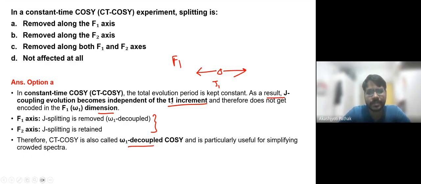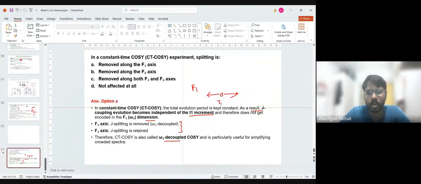So in this lecture, we discussed the concept of 2D NMR. Starting from the four periods that are there in 2D NMR: preparation, evolution time, mixing time, and then the T2 period where the actual FID is collected. Then we talked about the different 2D experiments that are performed: the 2D J-resolved experiment, and then we talked about the COSY experiment.